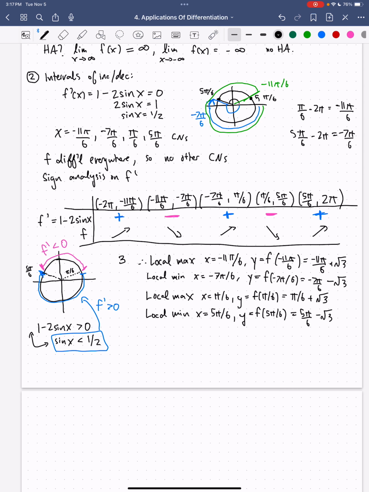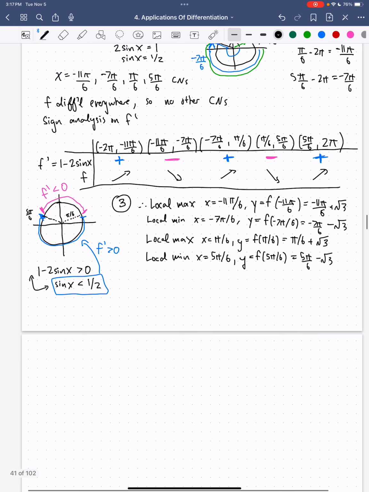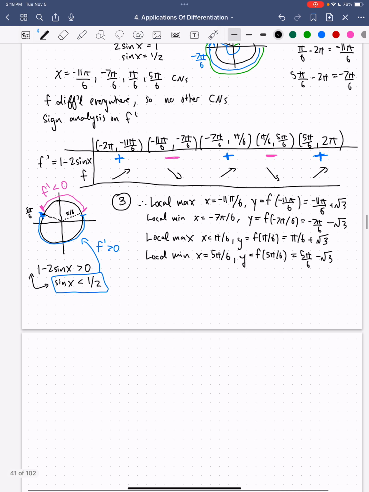Oh yeah, I guess this was step 3. I'll label that there. Cool. Well, we'll use that information again when we're sketching, but now we can move on to the second derivative and look at our concavity and if we have an inflection point.